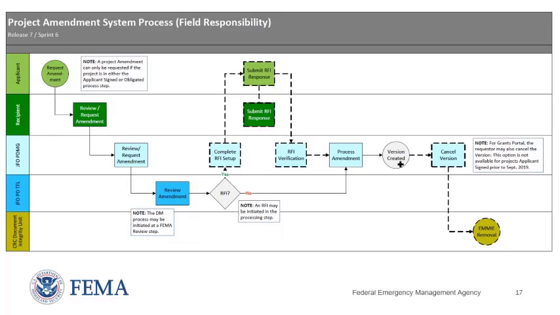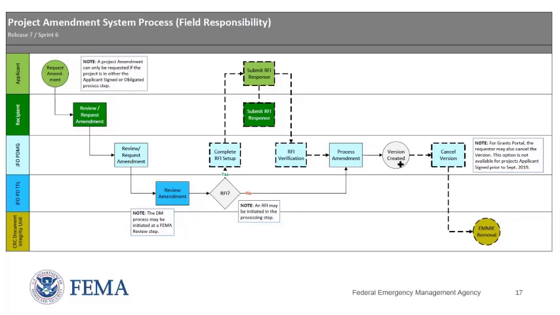This chart demonstrates the workflow when an amendment is submitted. The applicant, recipient, or FEMA can submit an amendment request, but should have documentation from the applicant's authorized representative to provide with the amendment request.